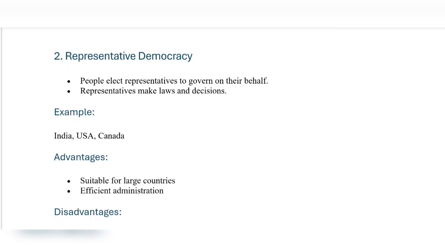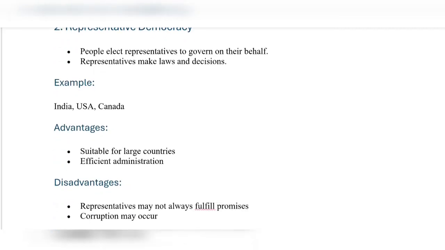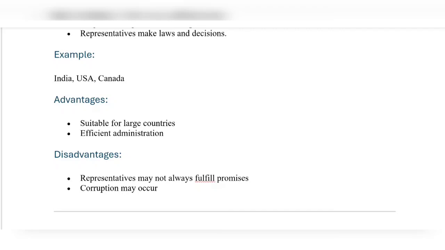Representatives make laws and decisions. If you know, in parliament or in legislative assemblies, there are many MLAs and MPs whom you have given your vote and chosen. Not you alone, but the adults of the country have selected them. So they take decisions on behalf of them. They fight, they argue, they debate, and then they reach better decisions. Countries which have such representative democracy include India, USA, Canada, and many others.